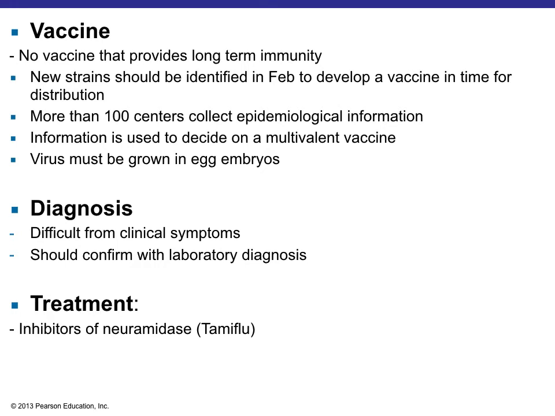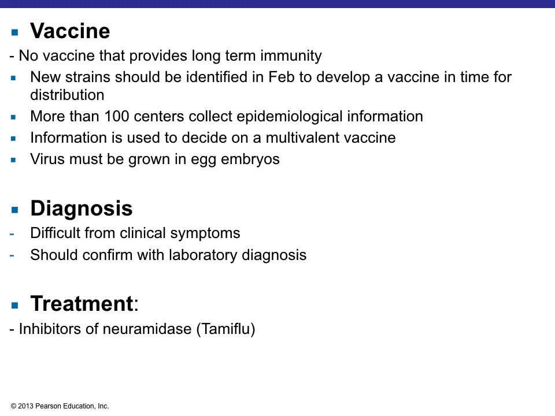So there are no vaccines that provide long-term immunity because the viruses change so frequently, as I just explained, either through antigenic shift or, more commonly, through antigenic drift. What we do in South Africa is that new strains should be identified by February to develop a vaccine in time for distribution, because the high time for flu is in our winter months. So by February, we need to have the right vaccine already.